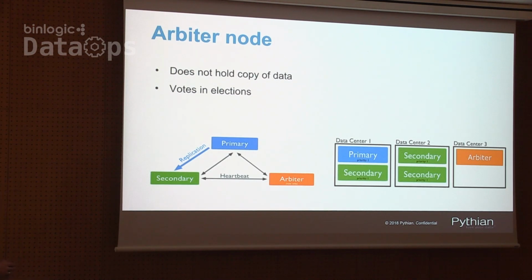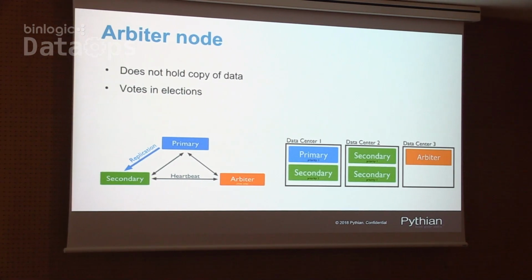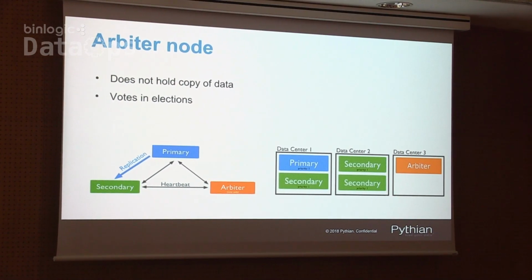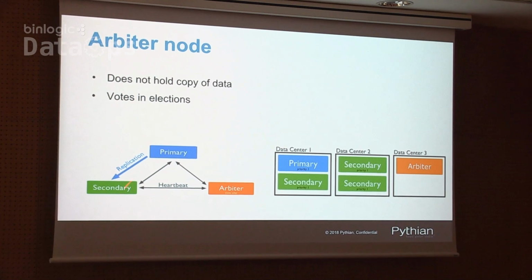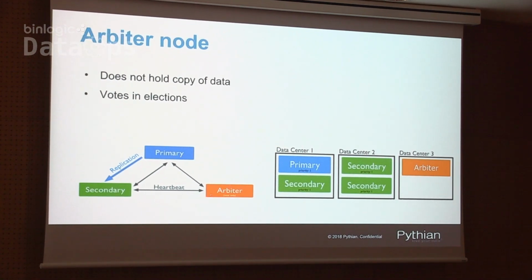Let's see what is Arbiter node in a replica set. Arbiter nodes do not hold a copy of the data and are there just to participate in elections. So in a typical HA setup, you would have 3 data nodes, and if any of the data nodes goes down, the two other data nodes will vote and they will decide what should be the new primary. However, it's possible that you have only 2 data nodes, and this node is only there to vote in elections.